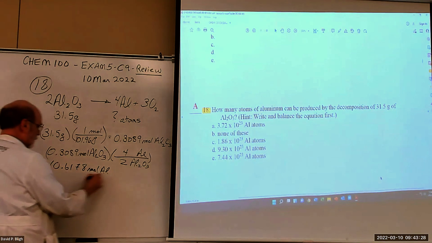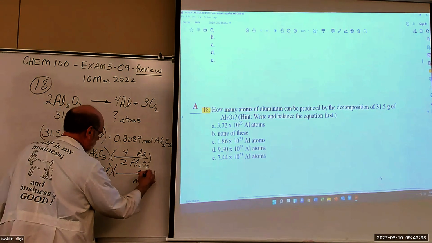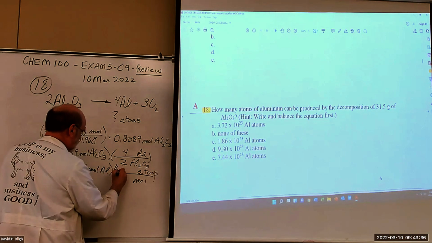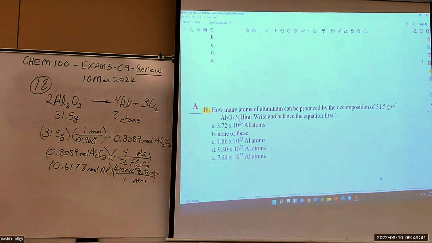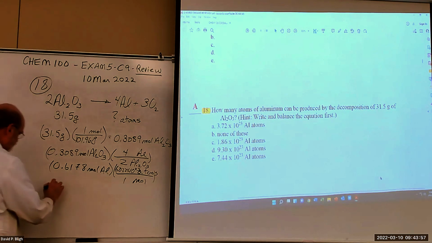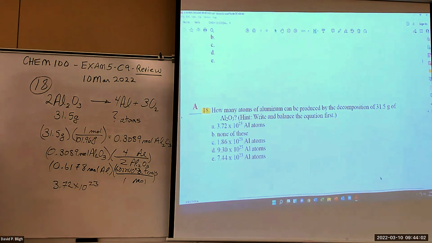Okay, now we can convert to atoms. There. 0.6178 times 6.022 times 10 to the 23rd, 3.72 times 10 to the 23rd atoms.